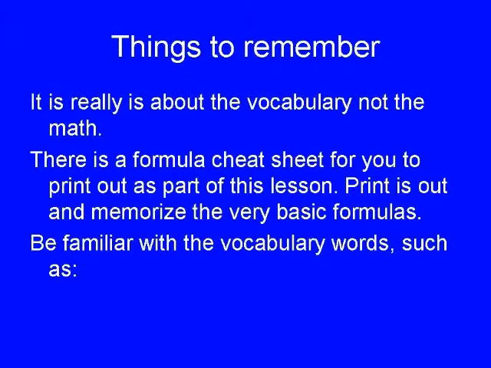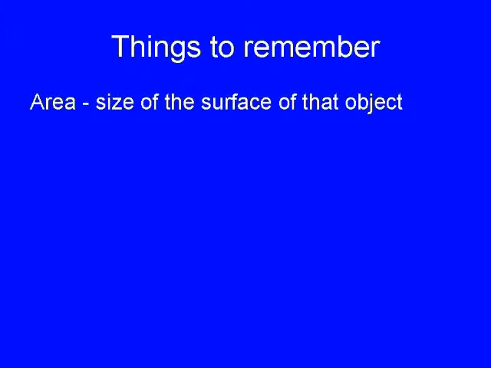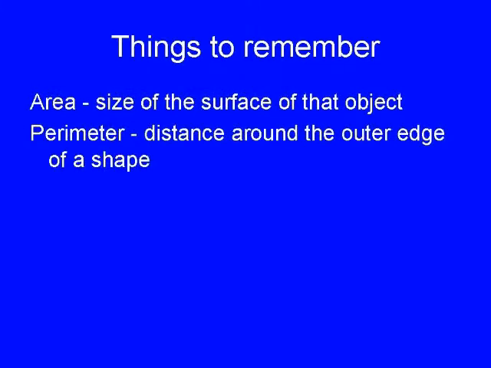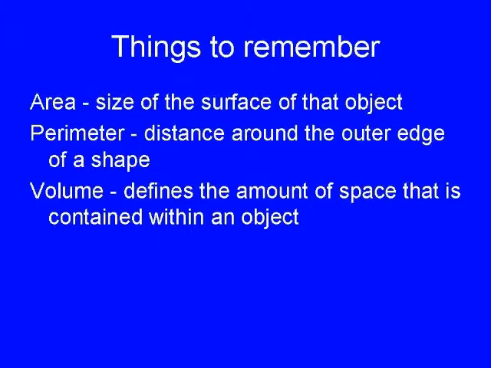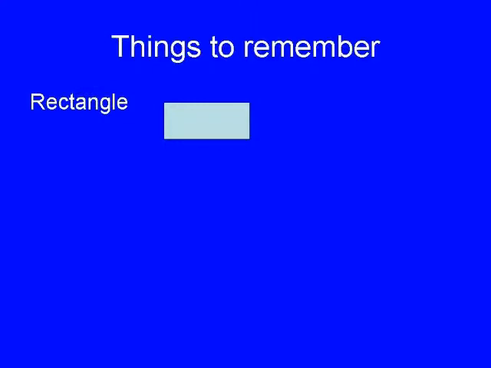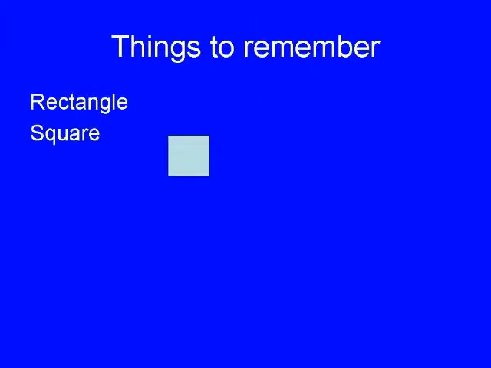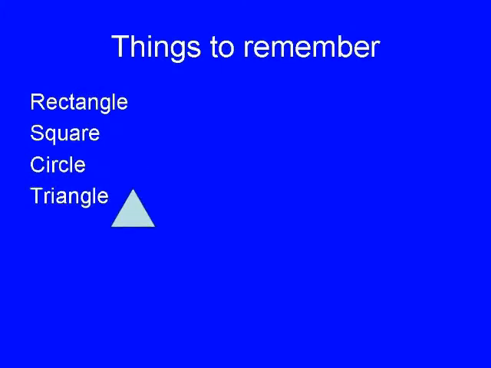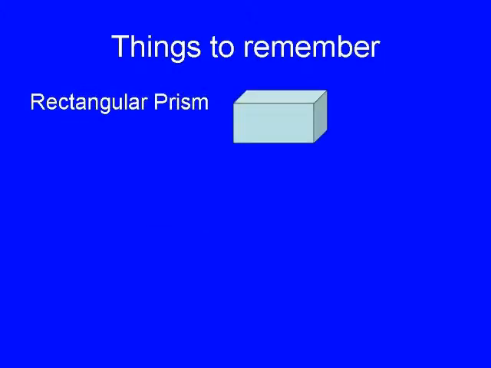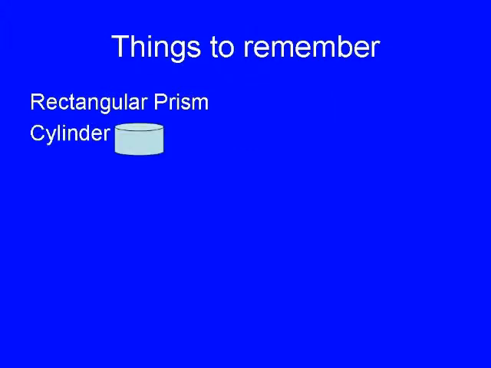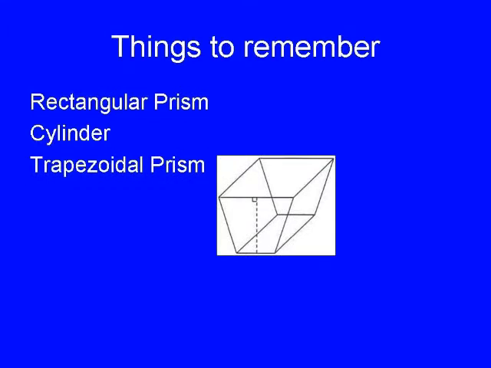Be familiar with the vocabulary words such as area, which is the size of the surface of that object, perimeter, which is the distance around the outer edge of a shape, volume defines the amount of space that is contained within an object. This is a rectangle, a square, a circle, triangle, trapezoid, rectangular prism, a cylinder, trapezoidal prism, and a cone.